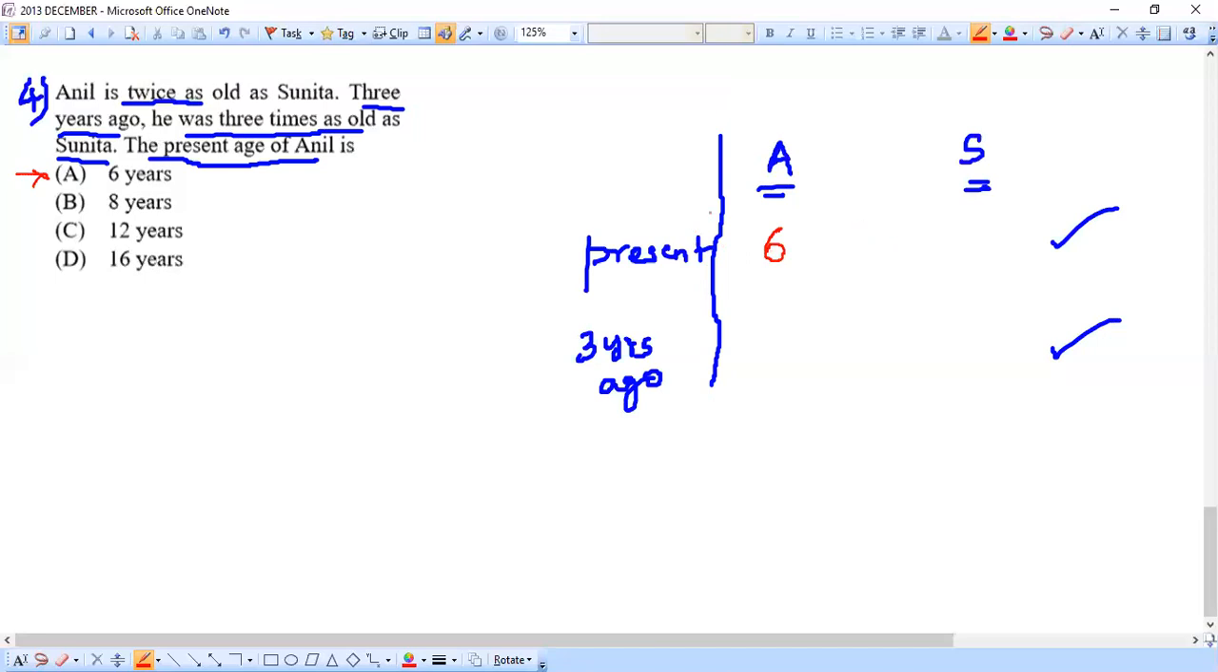Coming to the question, it says at present, Anil is twice as old as Sunita. This is what is given, right? So at present, if Anil is 6, then what would be Sunita's age? Kindly remember the condition: Anil is twice Sunita. But we have Anil's age. How do we find Sunita's age? I know 2 times Sunita will be Anil. So from Anil, how can we get Sunita's age? It's just half of it. Because if Anil is 6, then half of 6, which is 3, would be Sunita's age.